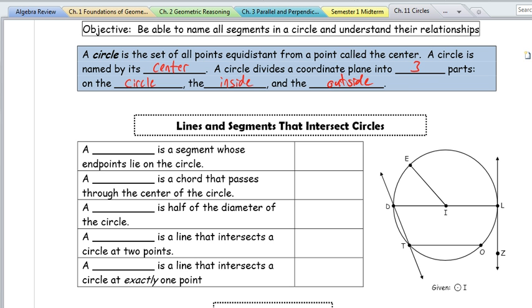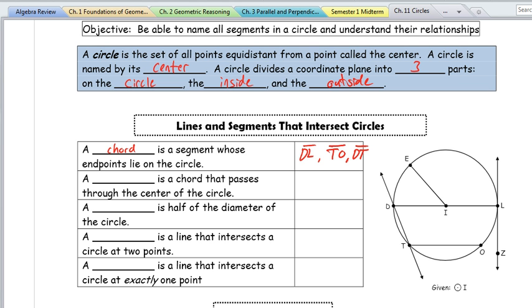A couple more things. A chord is a segment whose endpoints lie on the circle. For example, DL is a chord. TO is a chord. Okay, those endpoints lie on the circle. DT is a chord. Okay, so we have three right there. Anywhere you see those endpoints on the circle.